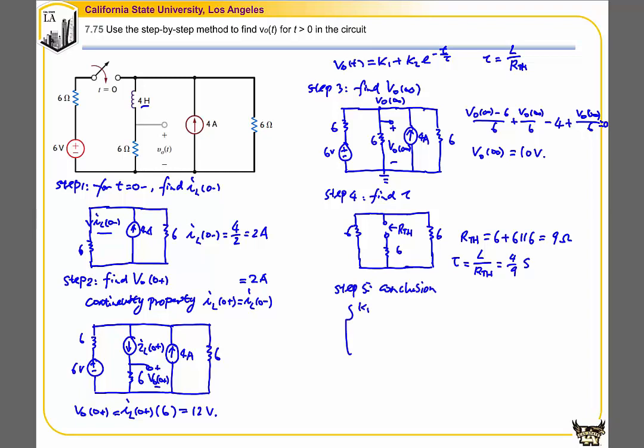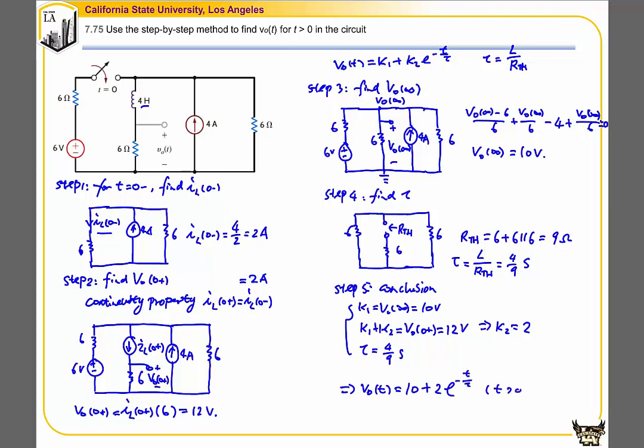Step 5, we can draw the conclusion. We know that K1 is equal to v0(infinity), which is equal to 10 volts, and K1 plus K2 is equal to v0(0+), which is equal to 12 volts, and the time constant tau is equal to 4 over 9 seconds. We can solve for K2, which is 12 minus 10, equal to 2. So v0 as a function of t is equal to 10 plus 2 times e to the power of negative t over tau for t greater than 0.